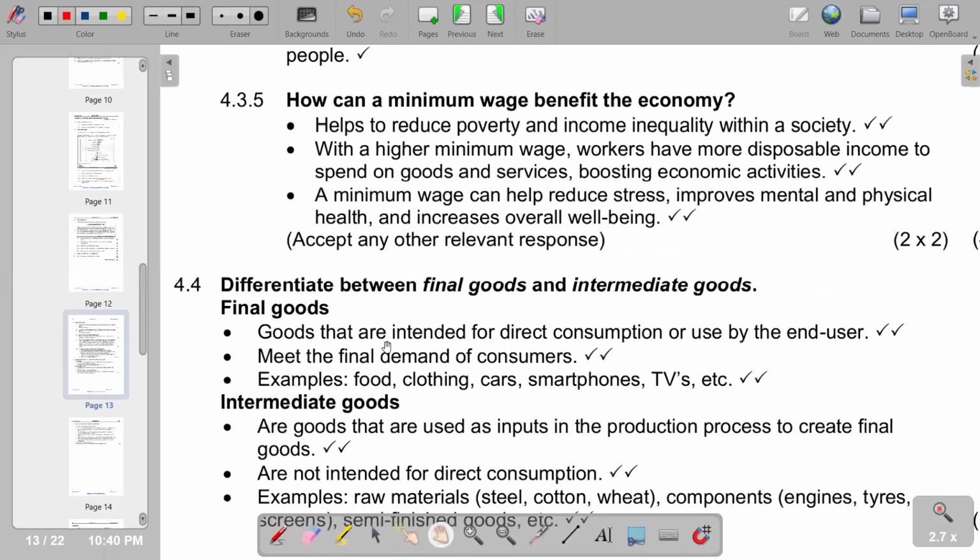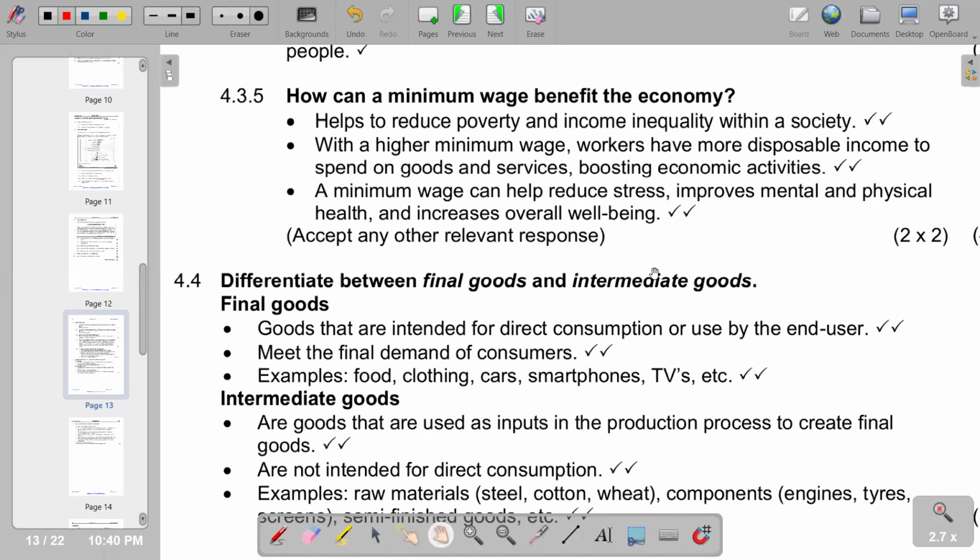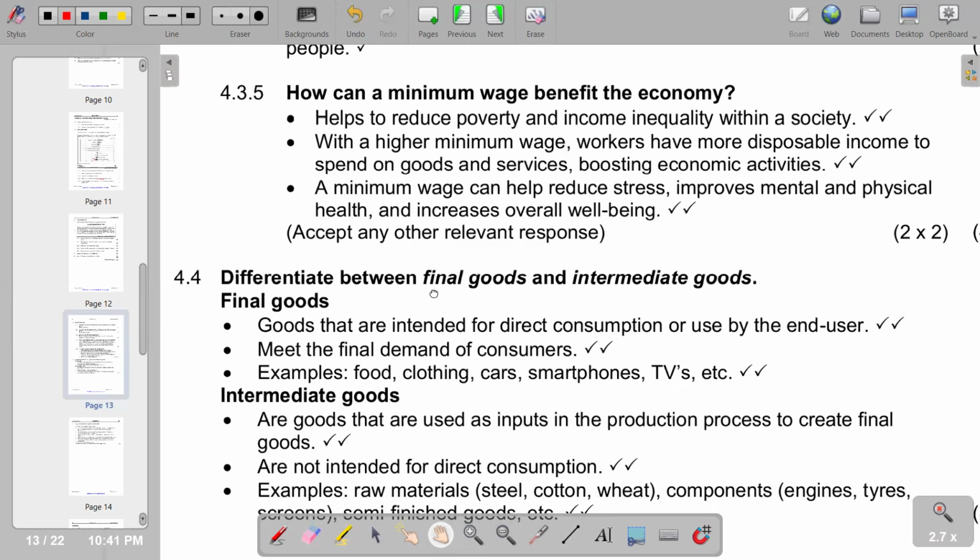Then the next question, differentiate between final goods and intermediate goods. Final goods are intended for direct consumption or use by the end user, meeting the final demand of consumers. Examples are food, clothing, cars, smartphones, TVs, etc. Whereas intermediate goods are goods that are used as inputs in the production process to create final goods, so they are not intended for direct consumption. So this is the differentiation between final goods and intermediate goods.